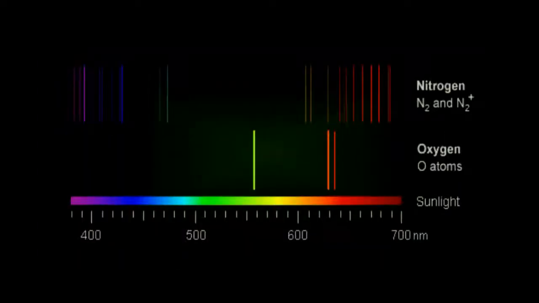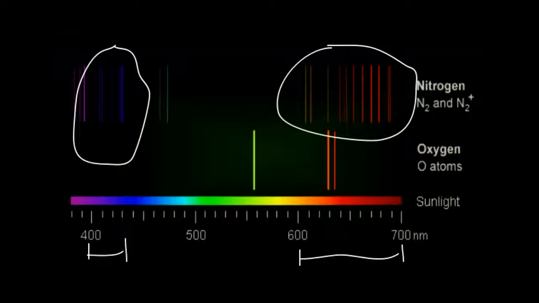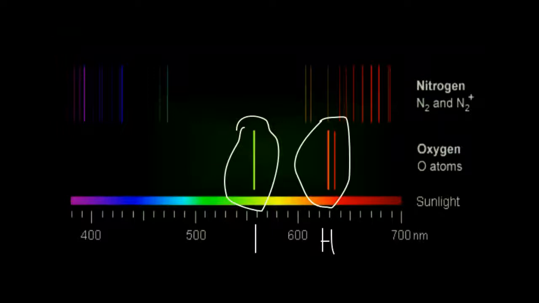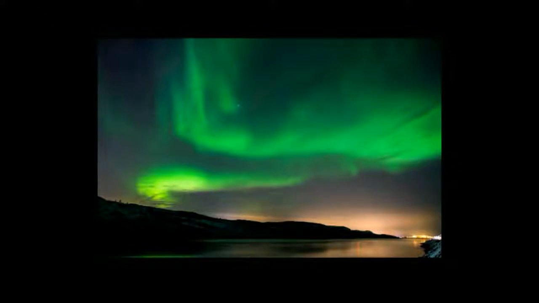Nitrogen releases most of its visible light in the 400 to 450 nanometer and 600 to 700 nanometer wavelengths, which produces blue light and red light, causing a purple or blue tone aurora. Oxygen releases most of its visible light in the 560 nanometer and 630 nanometer wavelengths, which produces a green and orange light, causing a mostly green tone aurora.